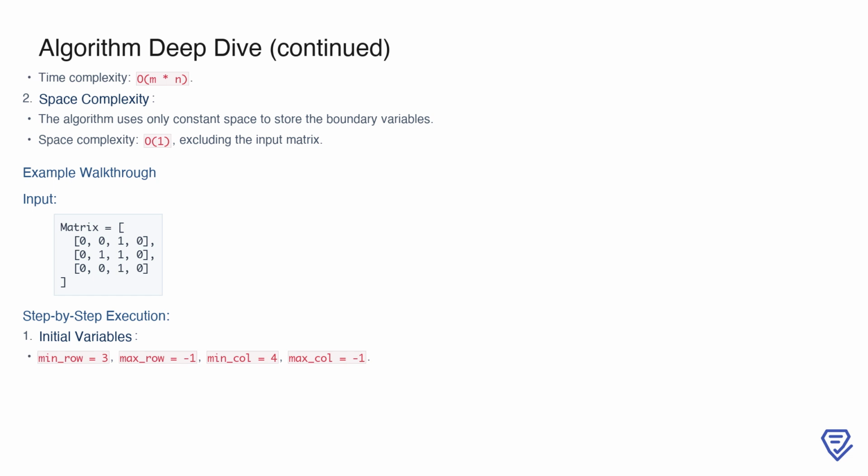To better understand how this algorithm works, let's walk through a concrete example. Consider a binary matrix with 3 rows and 4 columns, where some cells contain black pixels. Initially, the boundary variables are set to their extreme values: min_row equals 3, max_row equals -1, min_col equals 4, and max_col equals -1. These values will change as we encounter black pixels during the matrix traversal.